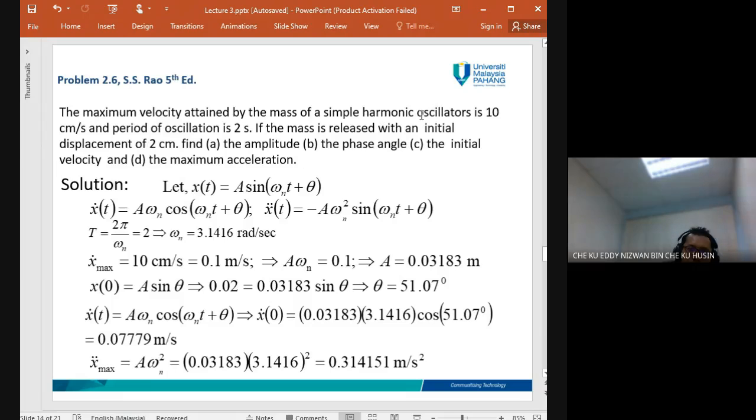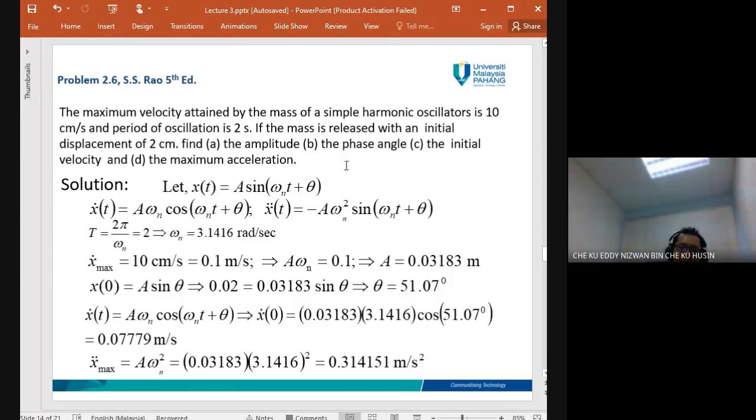Based on the information given, the maximum velocity is given and the period of oscillation is given, meaning that you can get the natural frequency. From that you can estimate the amplitude, because maximum velocity is equivalent to A omega n. So omega n you can get from this information. T is equal to 2 seconds, and from that you can calculate omega n, which is equivalent to 3.14, or pi radians per second.